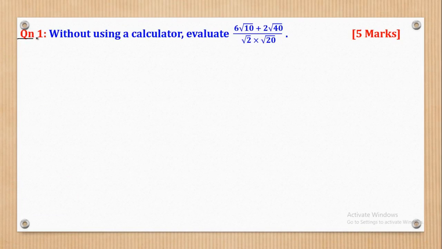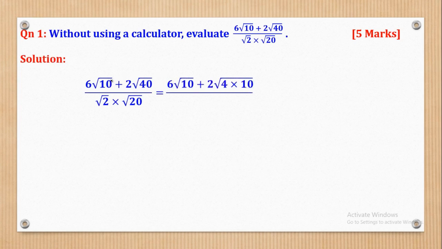So we shall start with question 1. Question 1 says, without using a calculator, evaluate this expression. So we shall first rewrite the expression, then we simplify. Now we shall first leave 10 there, and remember that 40 is the same as 4 times 10, then 20 is the same as 4 times 5.